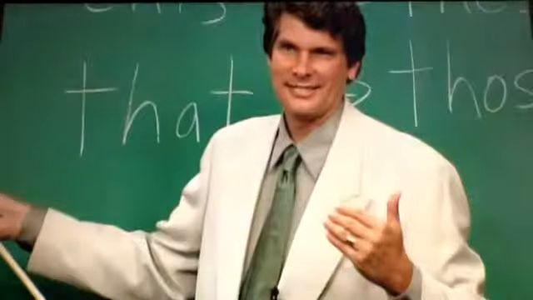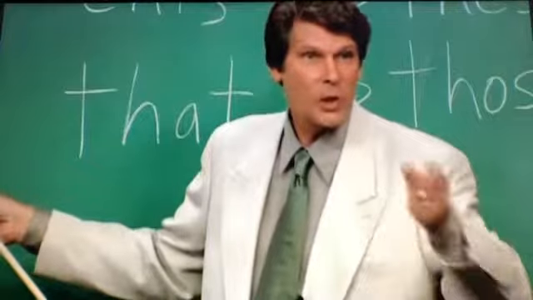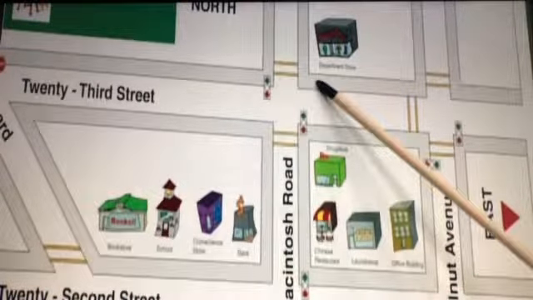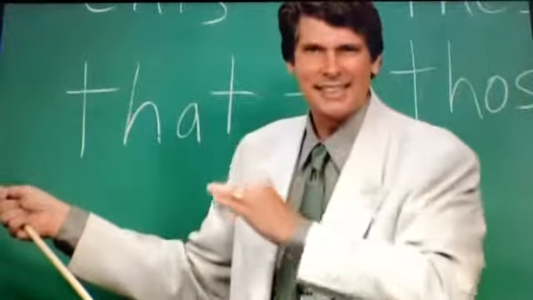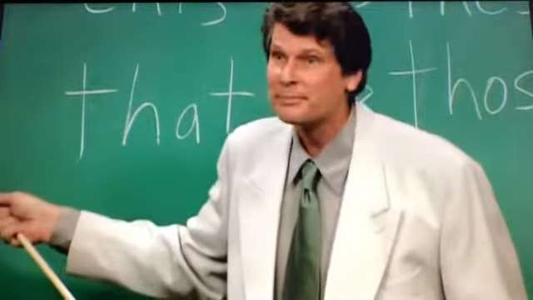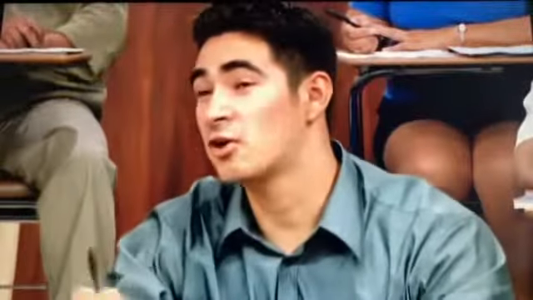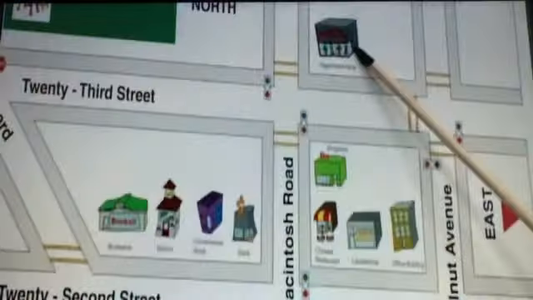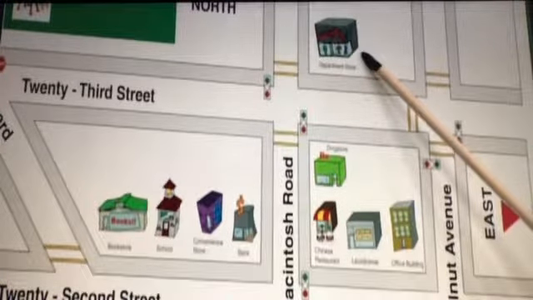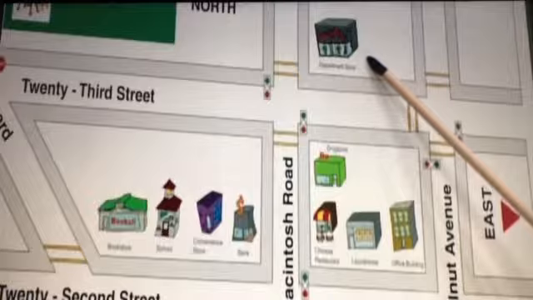Very good. Is there more? Yolanda. Yes. Turn right and cross McIntosh Road. Good. Turn right, then cross McIntosh Road. Excellent. And where is the department store? Juan. On the corner of 23rd Street and McIntosh Road. Yes. The department store is on the corner of 23rd Street and McIntosh Road.